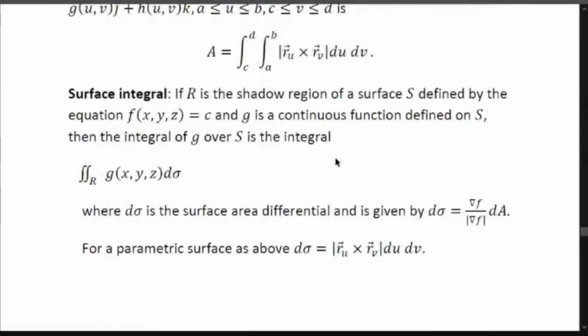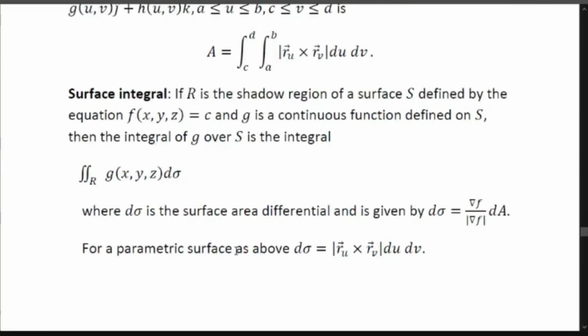Now, how to find a surface integral? If R is the shadow region of a surface S defined by the equation f of x, y, z is equal to C, and G is a continuous function defined on S, then the integral of G over S is the double integral over R of G of x, y, z d sigma, where R is the bounded shadow region of S, that means the projection of S, and d sigma is the surface area differential, given by d sigma is equal to del f by mod del f dA. Okay, dA is the area differential.